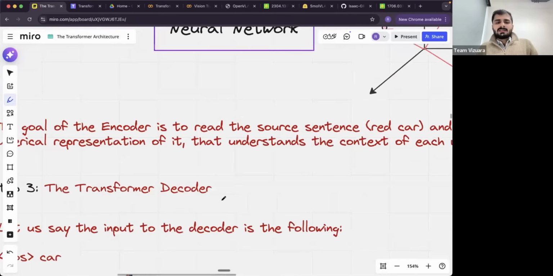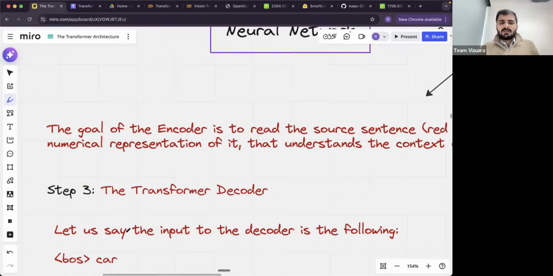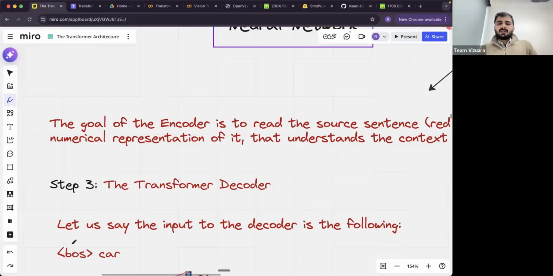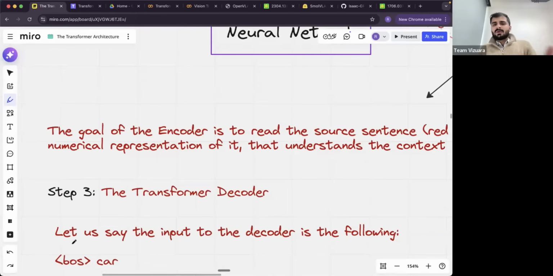So let's take the example that the input to the decoder is the following. This is the input to the decoder, where the first token is the beginning of the sentence, BOS token, and the second token is car. And I want to predict the next token. That is the question I am asking the decoder. In the encoder, we did not ask any questions like this. In the encoder, the job was just to encode the sequence. That's all. In the decoder, we are trying to decode it.